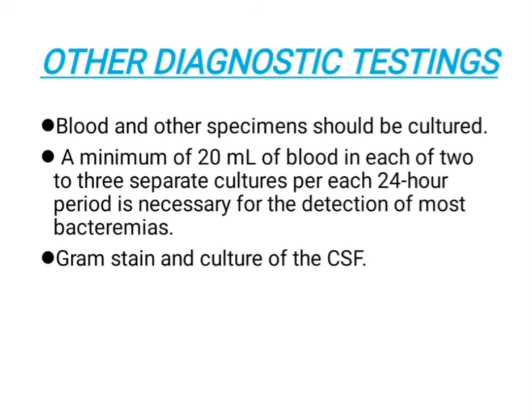Next one is the gram stain and the culture of CSF. Gram staining is the most rapid and accurate method for diagnosing bacterial meningitis. If you conduct gram staining prior to antibiotic therapy, this is the more sensitive and rapid test for 75 to 90% of the cases. And we have to do the culturing. This is required for the differentiation of the causative organism.